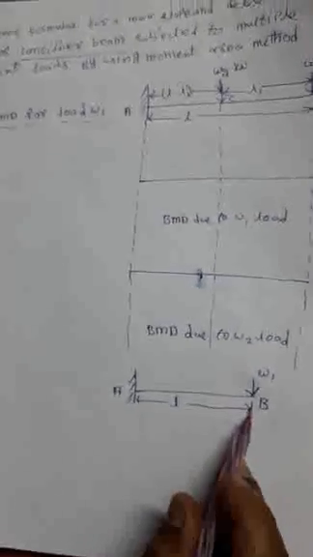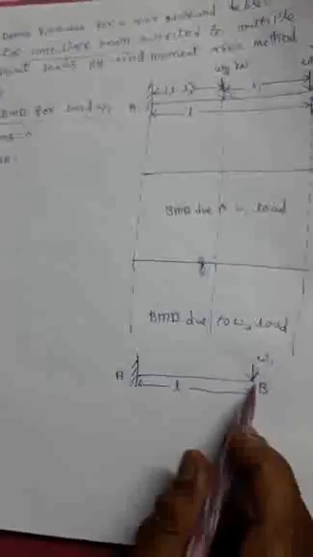For this diagram, MB equals 0, and next MA equals minus, since it is a downward point load, force into distance. The force is W1 and the distance is L, so MA equals minus W1 into L. So MB equals 0 and MA equals minus W1 into L.